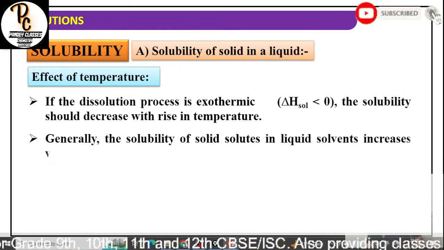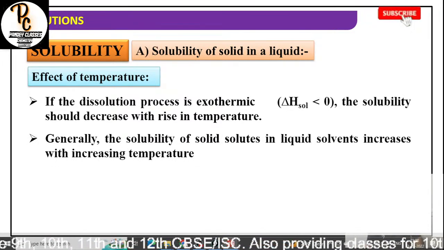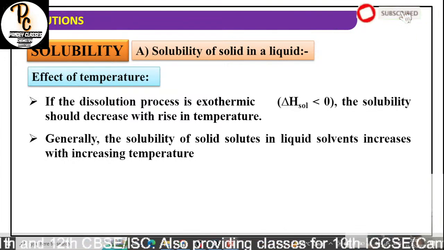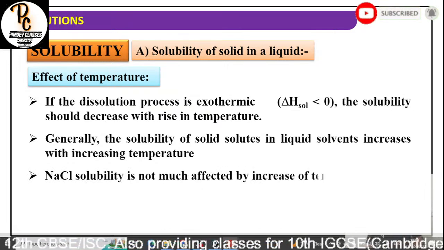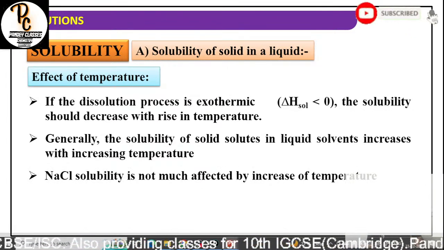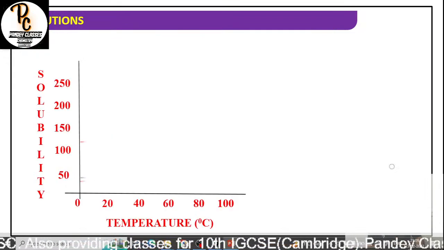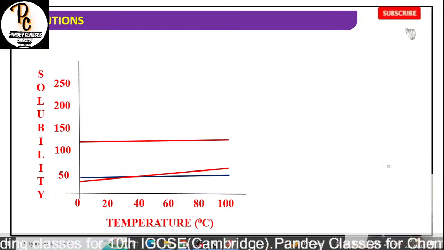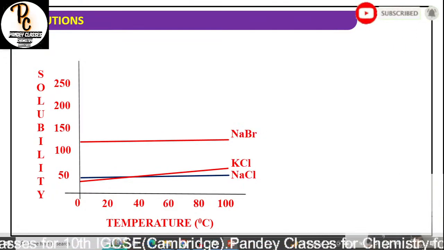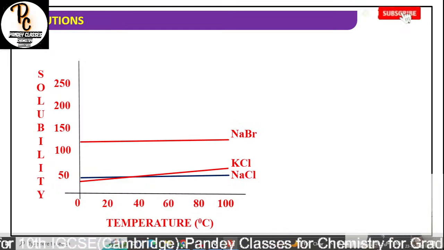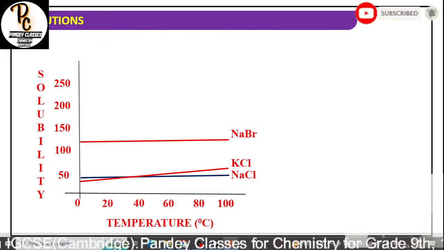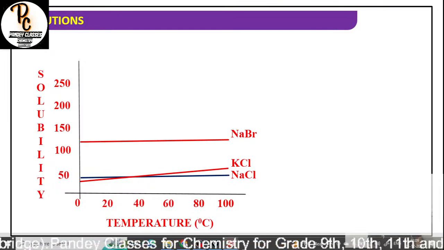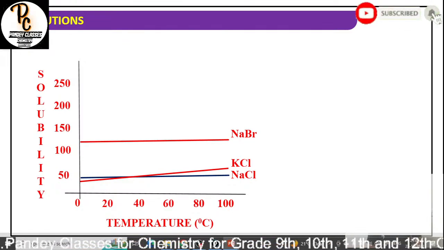Generally, the solubility of a solute in water solvent increases with increasing temperature. So this is the general observation, not a rule. Sodium chloride solubility is not much affected by increase of temperature. These are solubility graphs with respect to temperature. Here, as you can see, we have three solutes: sodium chloride, potassium chloride, sodium bromide. On the x-axis we have plotted temperature in degrees Celsius, and solubility in grams. So this is the plot that we have.